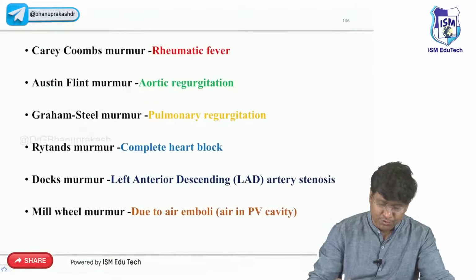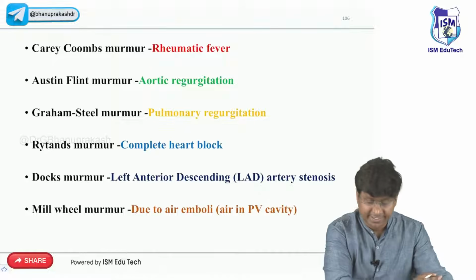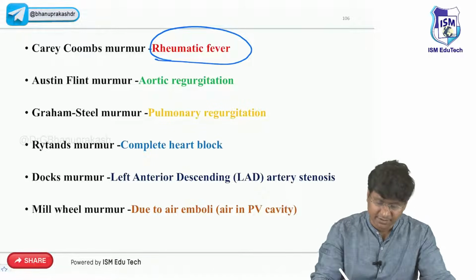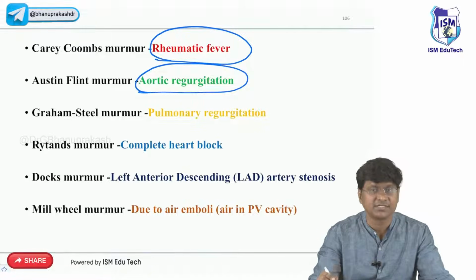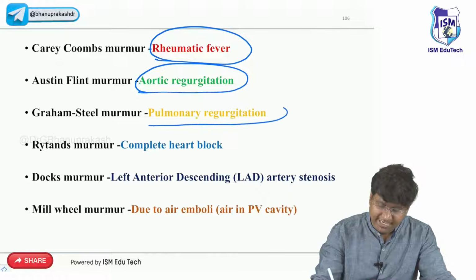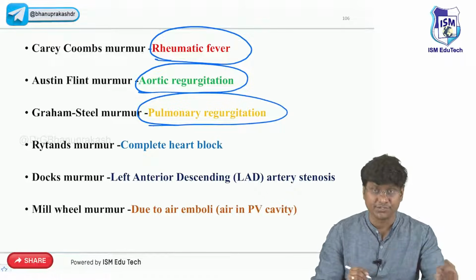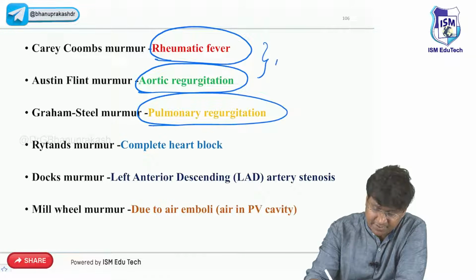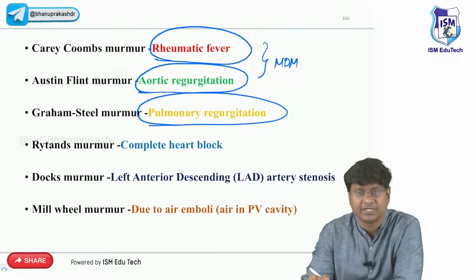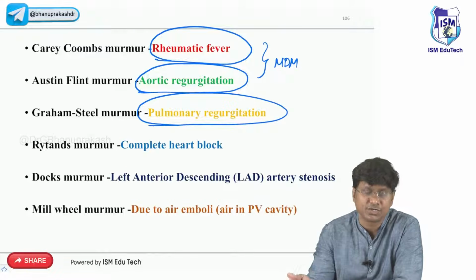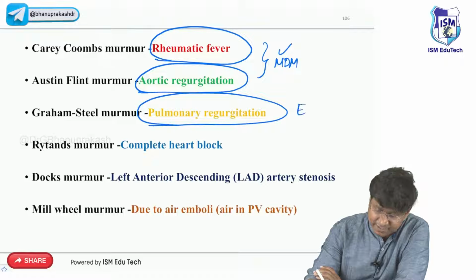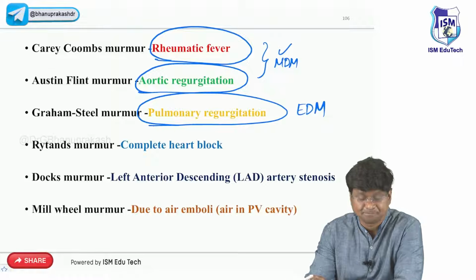And finally, you should know the named murmurs, right? So, Carey Coombs murmur, you come across this in patients with rheumatic fever. Austin Flint murmur, you come across this in aortic regurgitation. Graham Steell's murmur, pulmonary regurgitation. And you should know this Carey Coombs murmur and as well as the Austin Flint murmur, both of them are mid-diastolic murmurs. So they are like mid to late diastolic murmur, but preferably they are mid-diastolic murmur. Whereas Graham Steell's murmur is an early diastolic murmur.